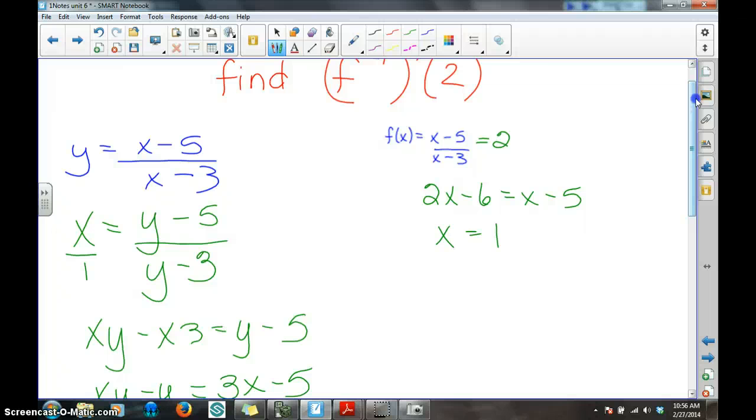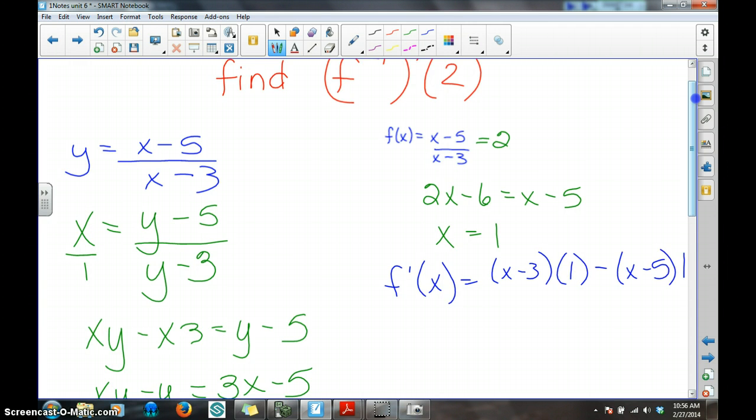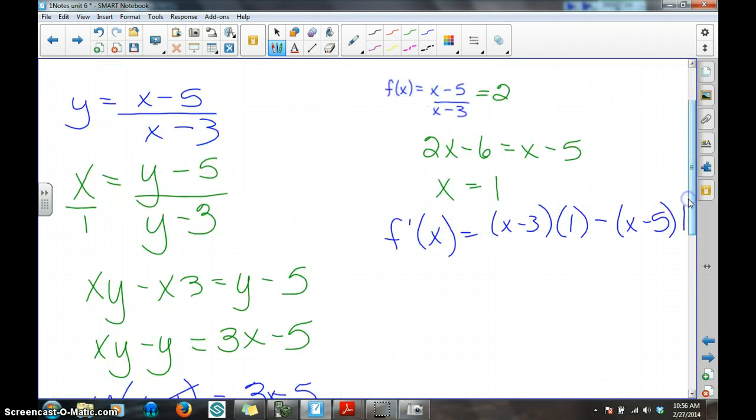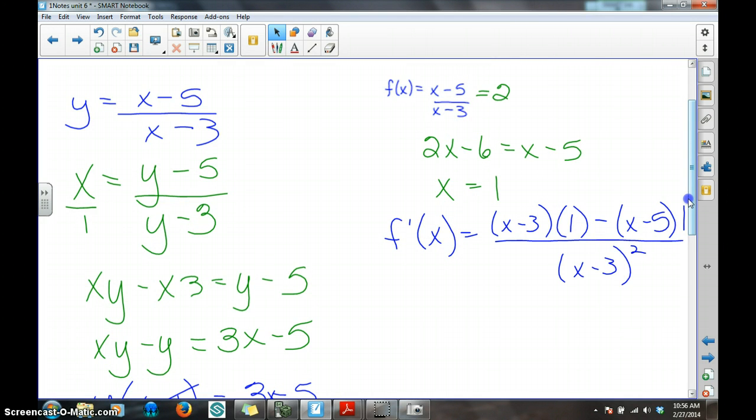Still need the quotient rule. And the quotient rule would go low d high minus high d low all over low squared. I'm going to plug a number into this, but the number I'm going to plug in is not the 2 they gave me, but rather the one that corresponds to that 2. The x that went with the original y that they gave me because it was the x of the inverse.